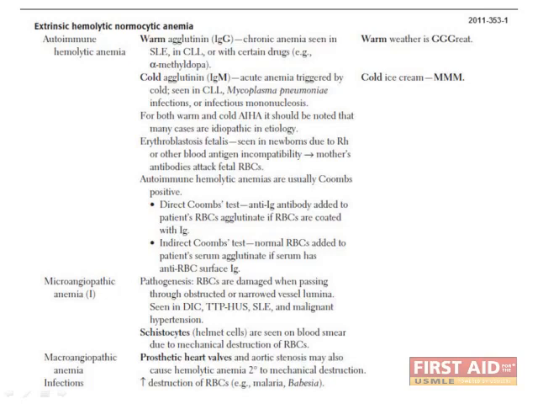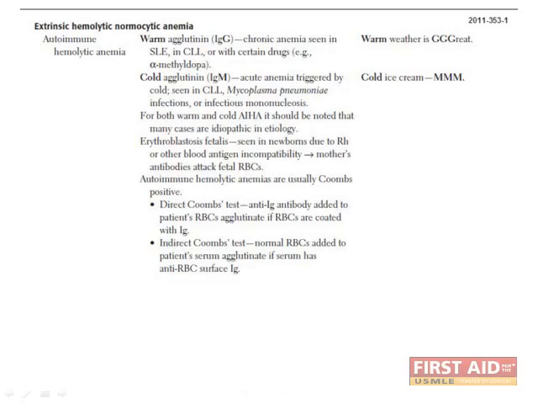The last category of anemias are the extrinsic hemolytic normocytic anemias. There are three main ways that they can be caused: autoimmune, microangiopathy, and infections. Autoimmune hemolytic anemia can be further classified as warm agglutinin or cold agglutinin. Warm agglutinin involves IgG antibodies against red blood cells that are seen with lupus, chronic lymphocytic leukemia, or drugs like methyldopa. Cold agglutinin involves IgM antibodies against red blood cells in the setting of mycoplasma pneumonia or infectious mononucleosis. Acute attacks are triggered by cold temperatures.